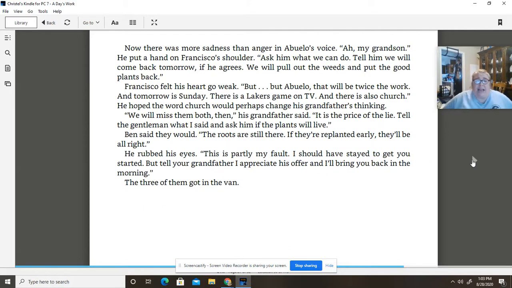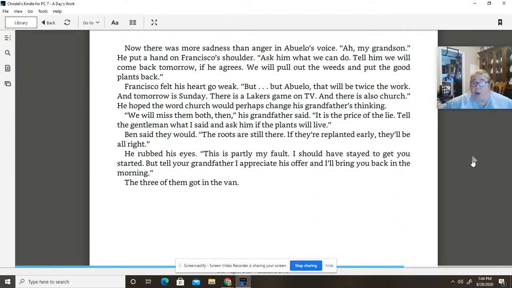Now there was more sadness than anger in Abuelo's voice. "Ah, my grandson." He put a hand on Francisco's shoulder. "Ask him what we can do. Tell him we will come back tomorrow. If he agrees, we will pull out the weeds and put the good plants back." Francisco felt his heart go weak. "But Abuelo, that will be twice the work. And tomorrow is Sunday. There's a Lakers game on TV, and there's also church." He hoped the word church would perhaps change his grandfather's thinking.